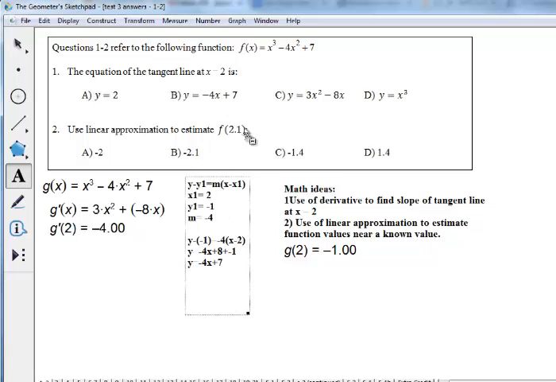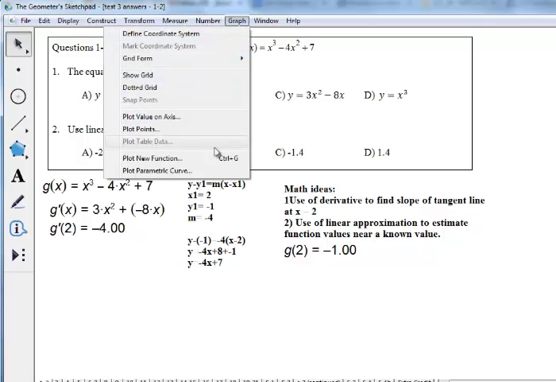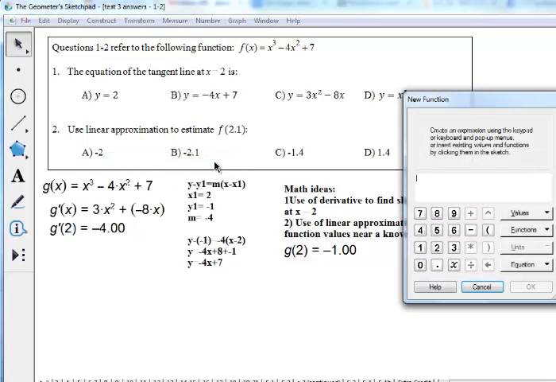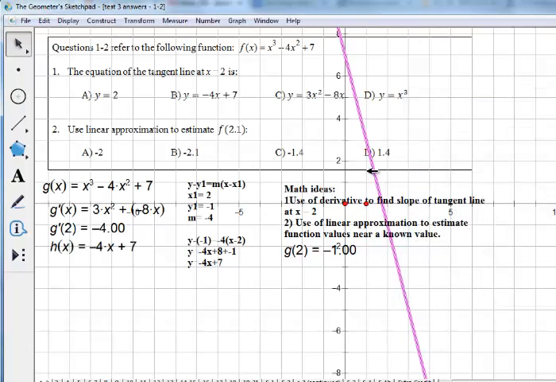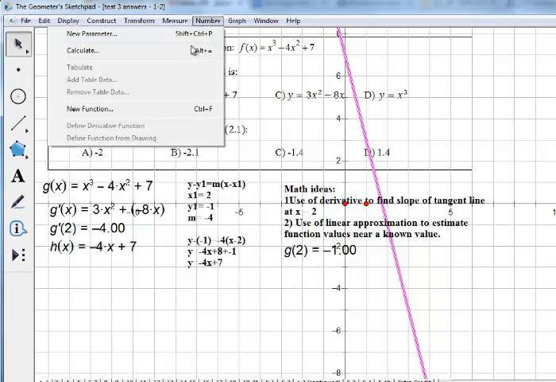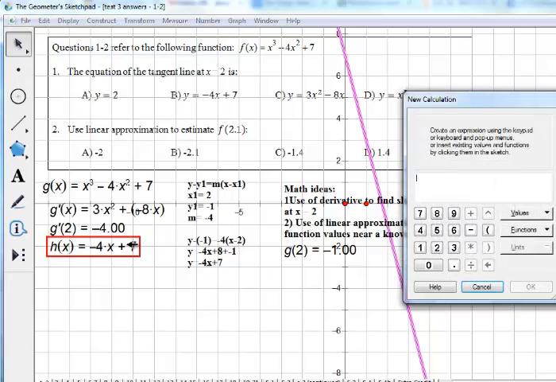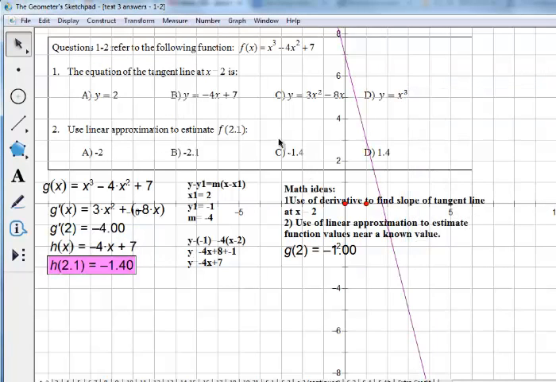So if I want to estimate f of 2.1, I'm going to plot a new function, negative 4x plus 7, which is a line, obviously going down there. And then I want to put 2.1 into that. So I'm going to do h of 2.1, and you get negative 1.4. So that's the answer for that one.